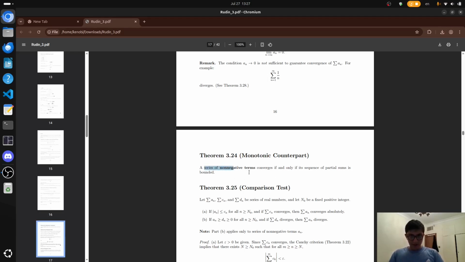Now, a series of non-negative terms converges if and only if its sequence of partial sums is bounded. Because the sequence of partial sums is a monotonic sequence, and if it's bounded, that means it converges, because we just proved that.